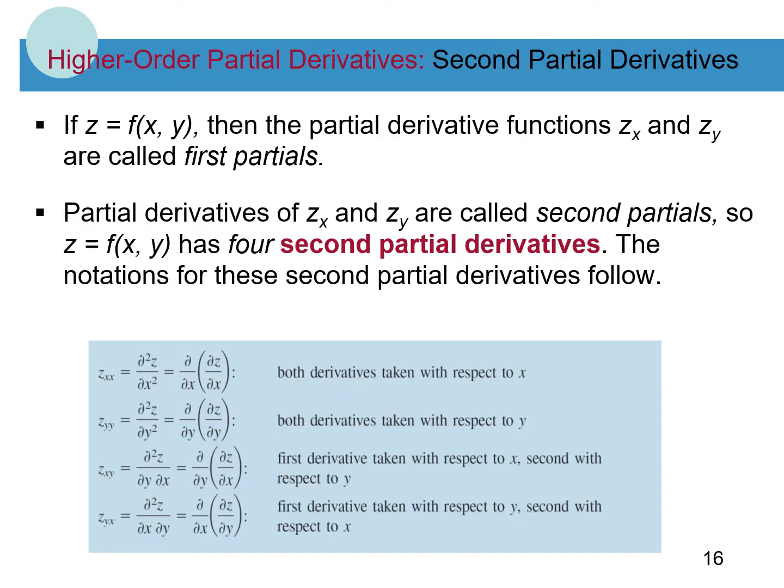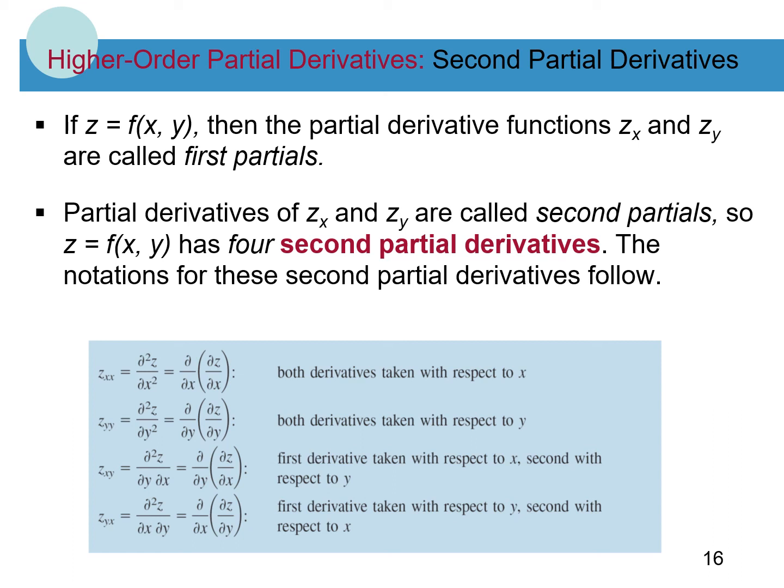Okay, then the next part is that the partial derivative can be derived again, and this is known as the higher order partial derivative. If z is equal to f(x, y), then the partial derivative functions zx and zy are called first partials. Then these partials zx and zy can also be differentiated in order to have the second partials. Therefore, z equal to f(x, y) has four second partial derivatives.